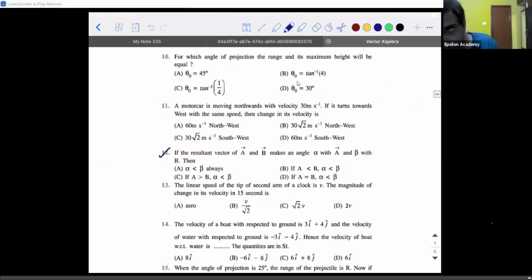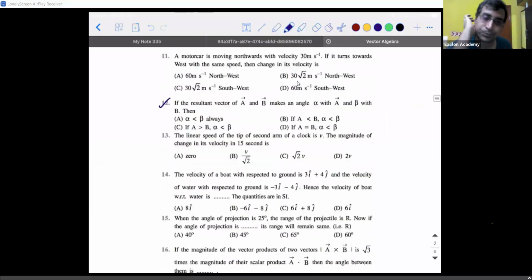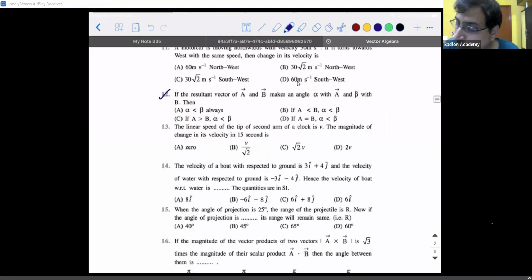Okay, so this is a good problem actually. I wanted to explain, but I can't go more technical. Anyways, I'll try. So if the resultant of A vector and B vector makes an angle alpha with A vector and beta with B vector, guys, mark it as important. Now the point I'm going to say is very, very important.